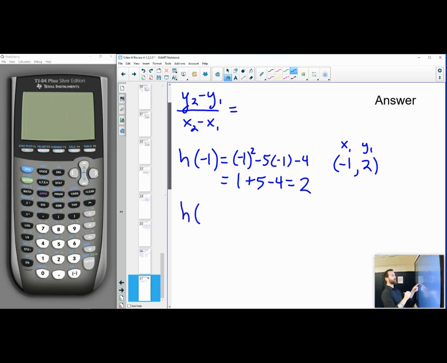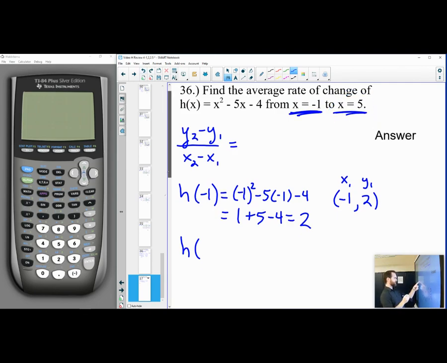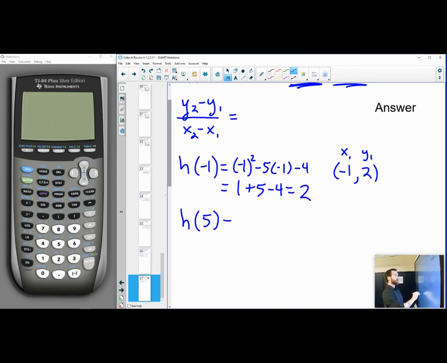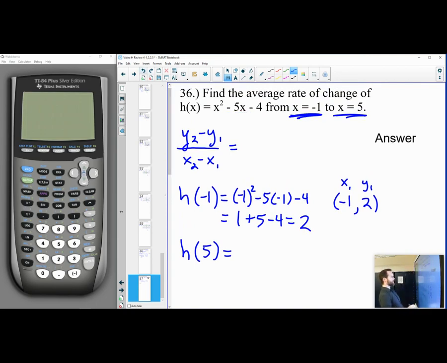Then we get h of, what was the ending point? 5, right there. So it's h of 5 equals, oh, I need to see my equation. So it's x squared, so that becomes 5 squared. That's our domain value, the input value we're plugging in, that 5. 5 squared minus 5 times x becomes 5, because that's what we're plugging in, minus 4.